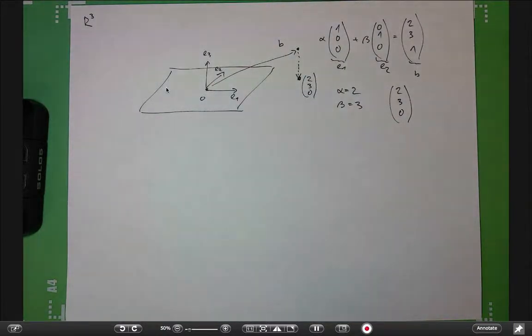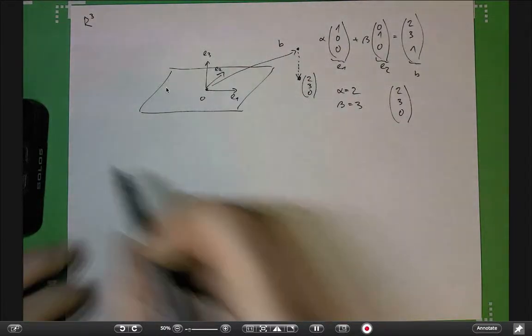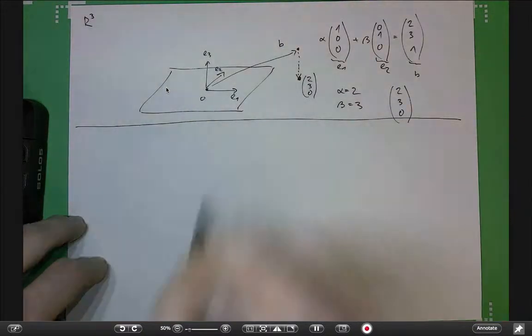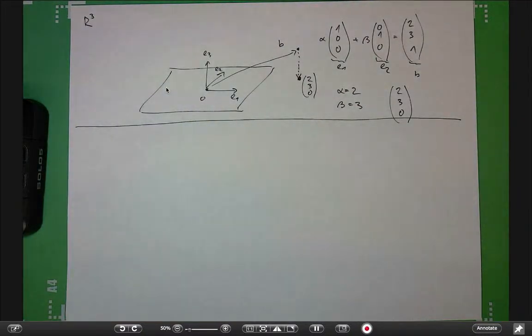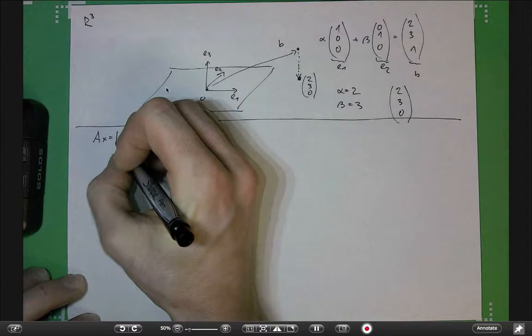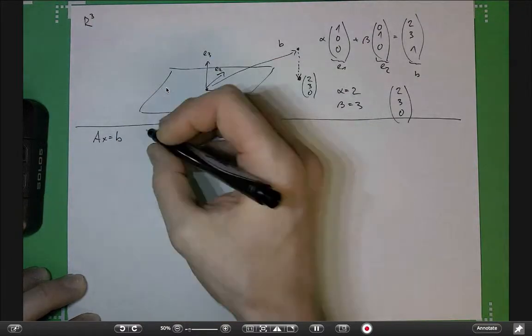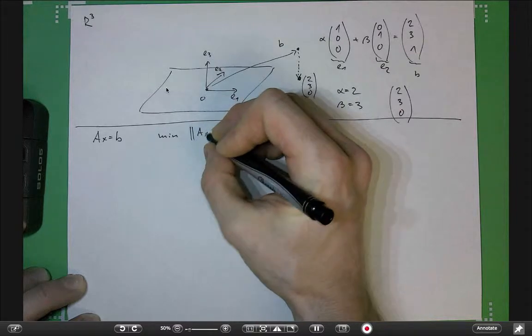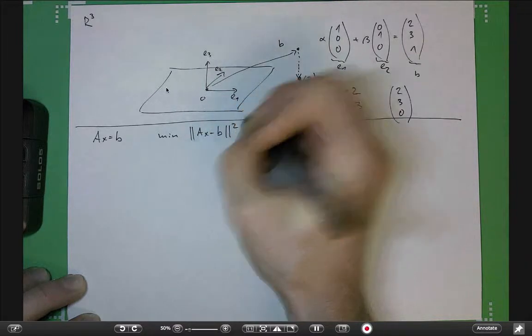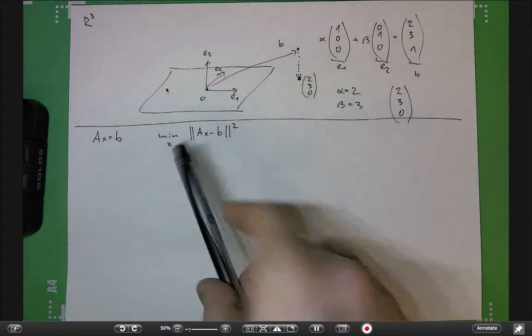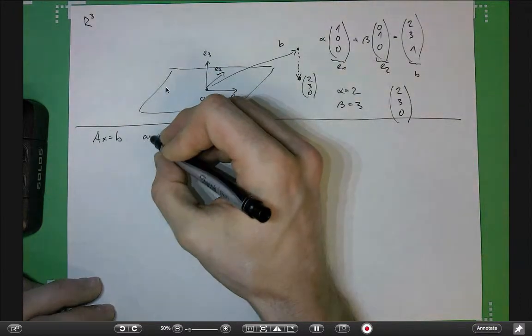There is yet another way you can look at it. This is the geometric way, if you will. There is also a calculus way. It says, okay, if Ax equals b has no solution, then the next best thing we can do is minimize the norm of Ax minus b squared. So we find x, or maybe I could write argmin.